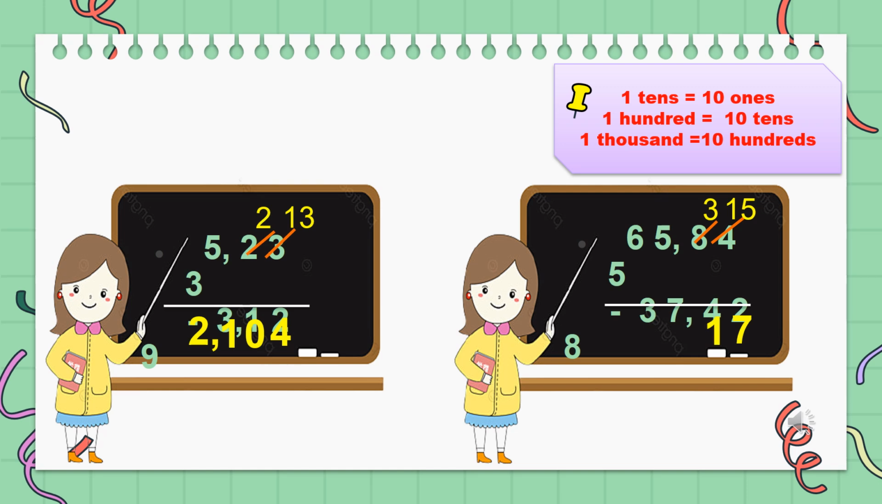3 minus 2 equals 1. 8 minus 4 equals 4. 5 minus 7, can I make 5 minus 7? No. So I go to next door, knock, knock, knock. 6 became 5 and this 5 becomes 15. Then 15 minus 7 equals 8 and 5 minus 3 equals 2. So the difference is 28,417.